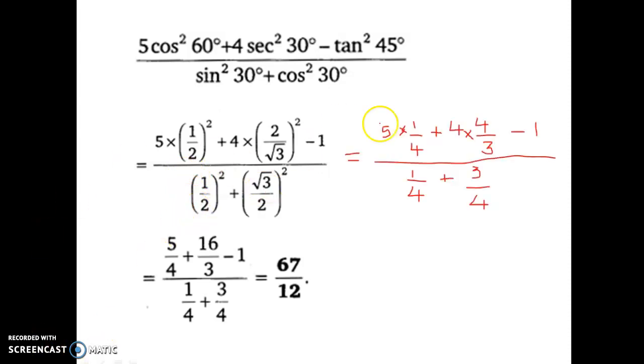Here I have shown you the squares. So 1 by 2 the whole square gives 1 by 4, and here 4 into 2 by root 3 the whole square. 2 square is 4 you will get here, and root 3 into root 3 you will get 3. That's why in the next step you are getting 5 by 4 here. Then 4 into 4, 16, so 16 by 3 you will get. And the 1 you are having already, so that 1 is there.